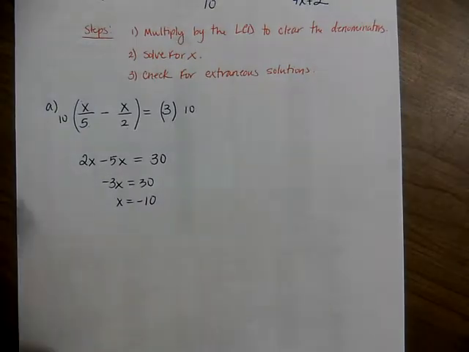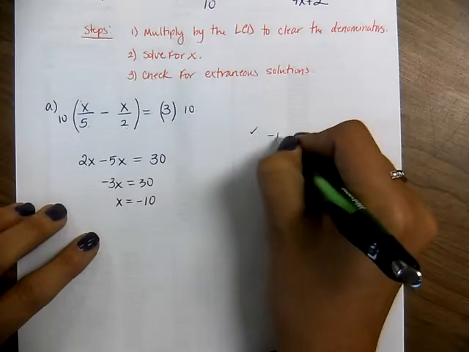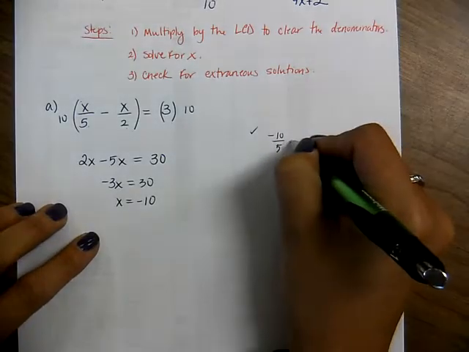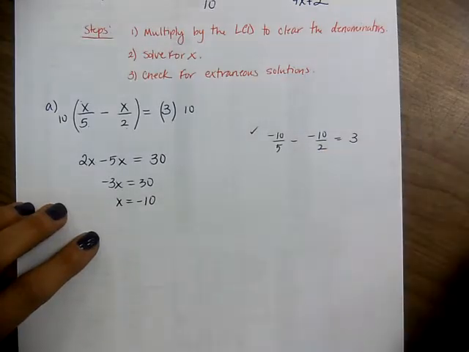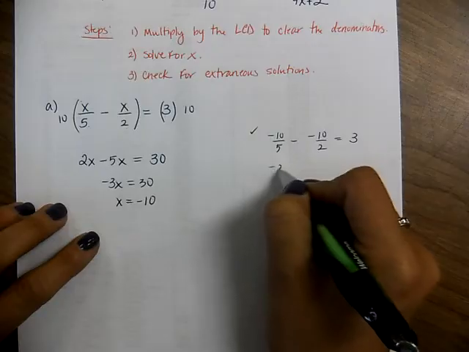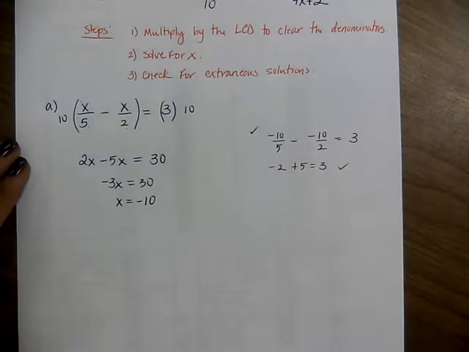So it's not enough just to stop there and decide that you've solved for x. You then need to check your solution. So to check your solution, you have to plug it back in. So negative 10 over 5 minus a negative 10 over 2 hopefully equals 3. This gives us negative 2 plus 5, which is indeed 3. This is a good solution.